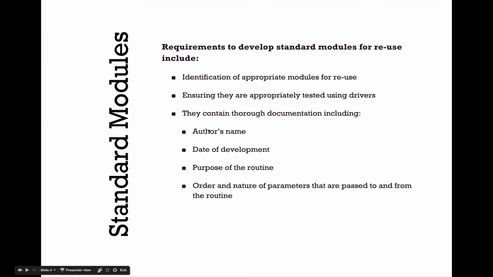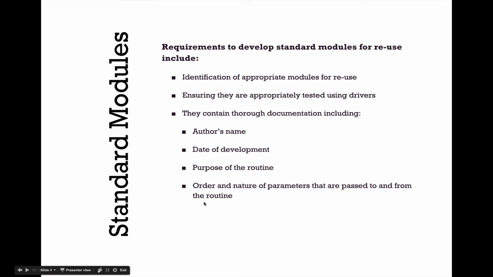They need to have the author's name in there. They also need to have the date of development. They need to have the purpose of why you'd use it, and they also have to have the order and the nature of the parameters that are passed. Surplus information that you usually find in documentation is also examples. So these are the basics of what they need to have.